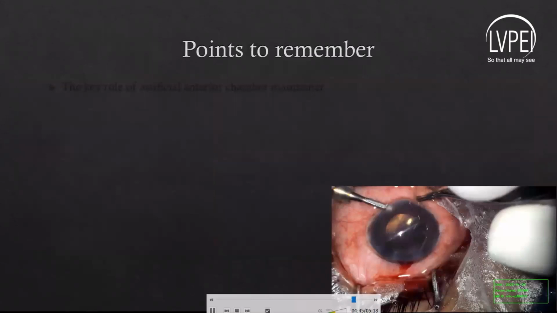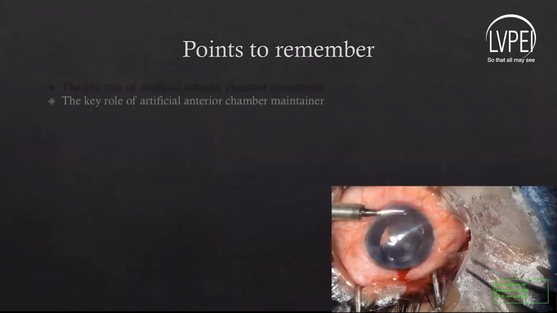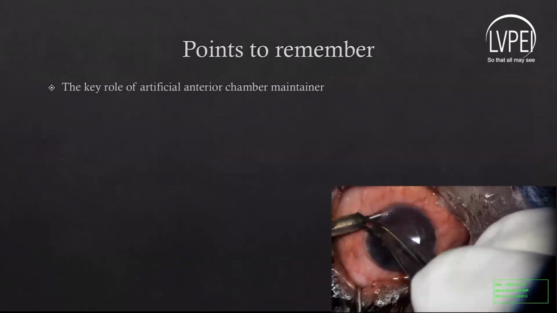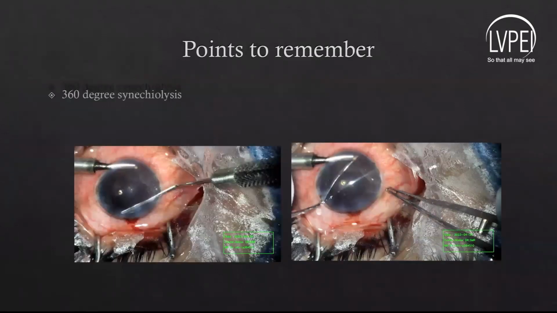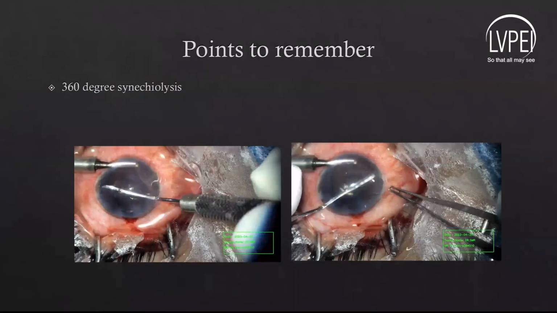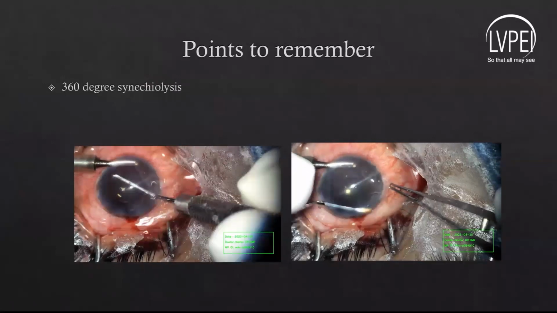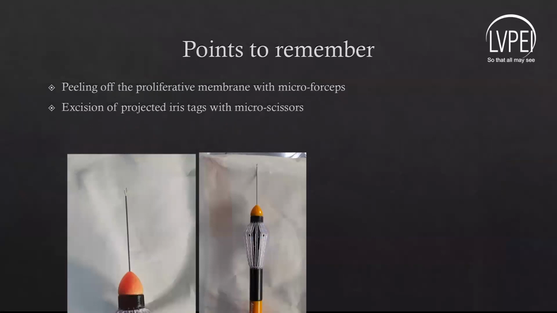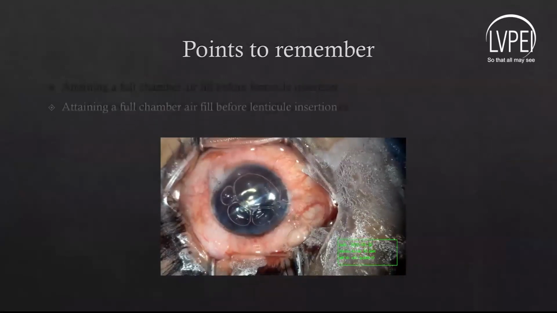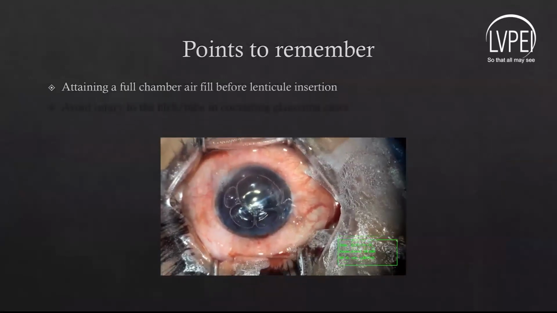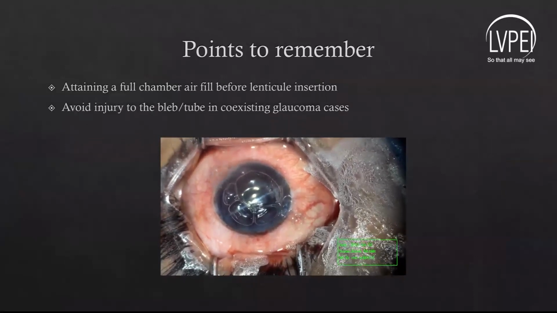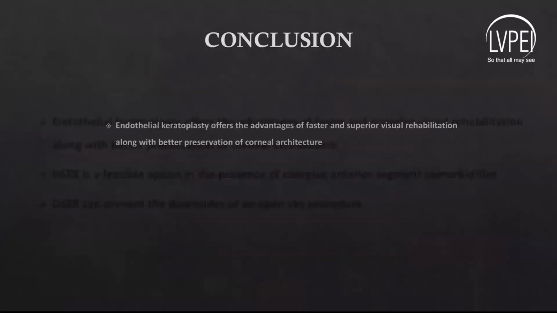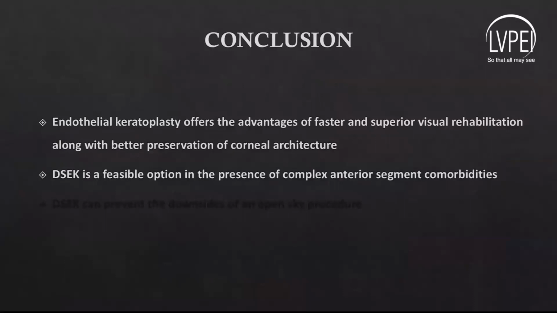A few tips to remember are the pivotal role of the artificial chamber maintainer, which maintains the anterior chamber, and a 360-degree synechiolysis. Using micro forceps and micro scissors for removal of the proliferative membrane and the projected iris tags, and attaining a full chamber air fill before the lenticule insertion to ensure there are no more synechiae. It's important to avoid injury to the existing Ahmed tube.